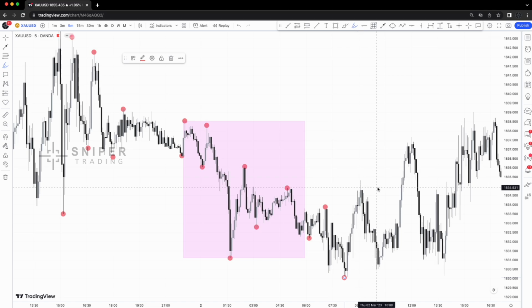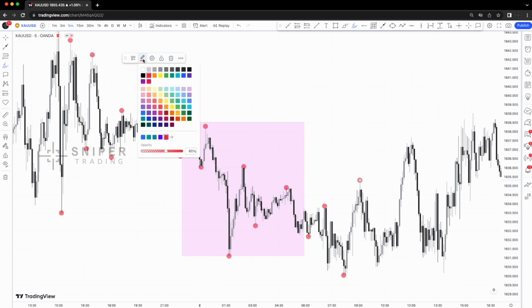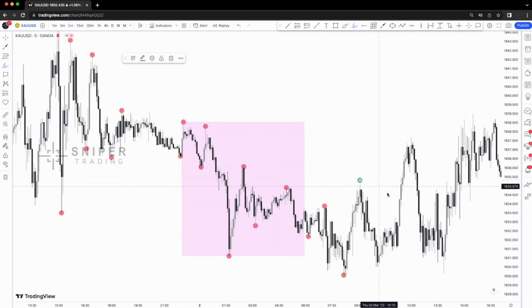Okay, so now we are going to be doing the bullish structures. So this is a bullish structure. We are going to be using a green color. Also, I'm placing it on the candlesticks, just as before with the red circles.